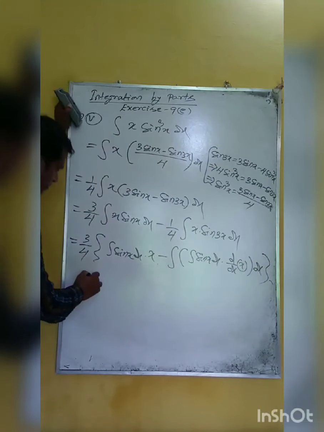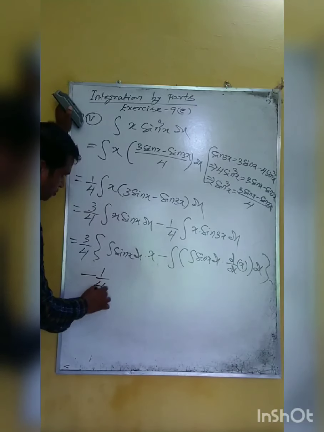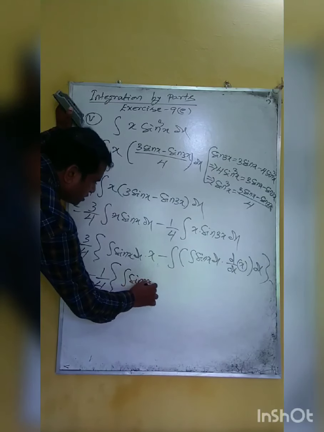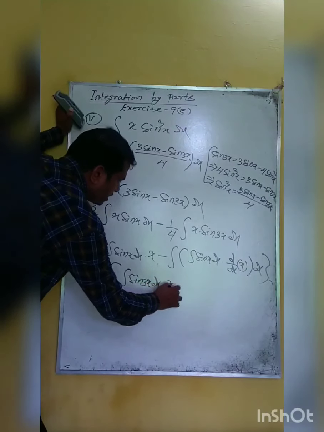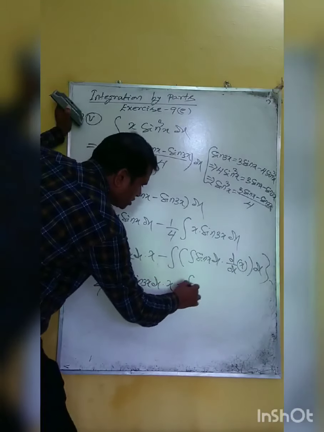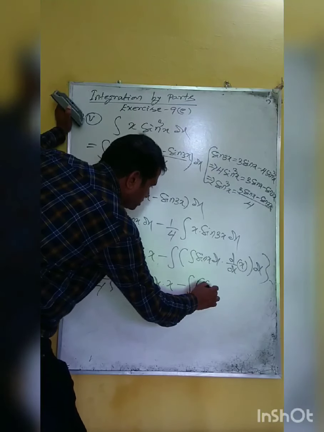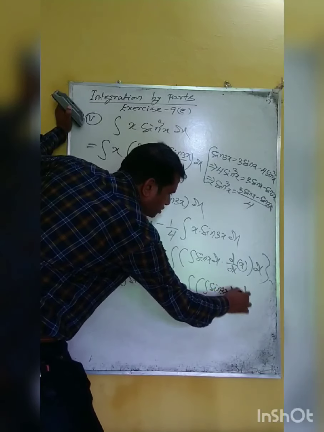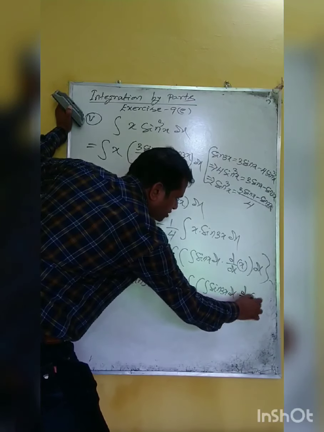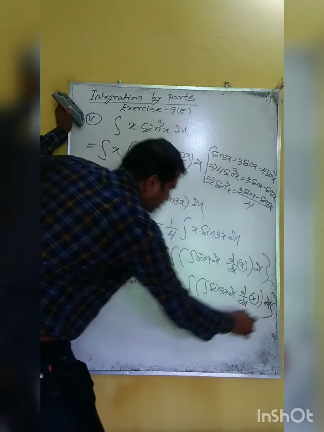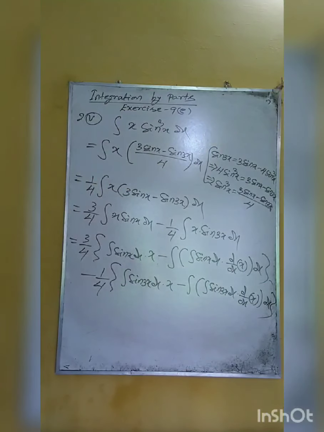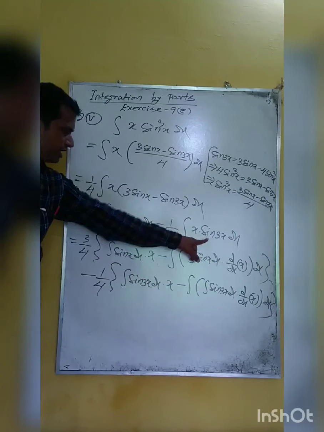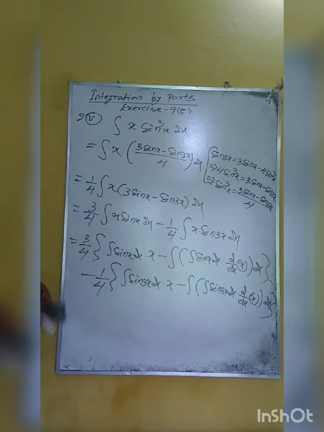minus 1 by 4 [integral sin 3x dx into x minus integral (integral sin 3x dx into d by dx of x) dx]. Here we choose sin x first, x second. Here we choose sin 3x first, x second.